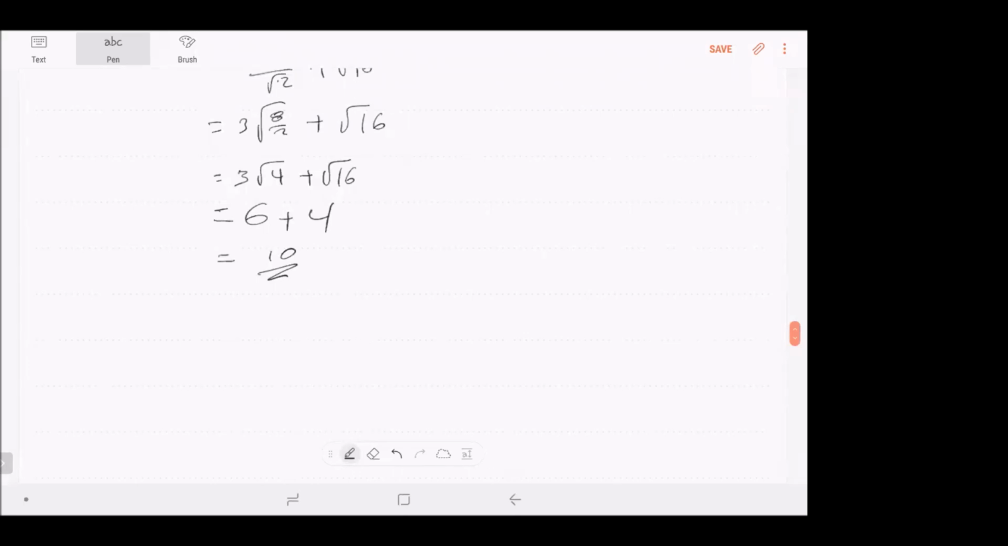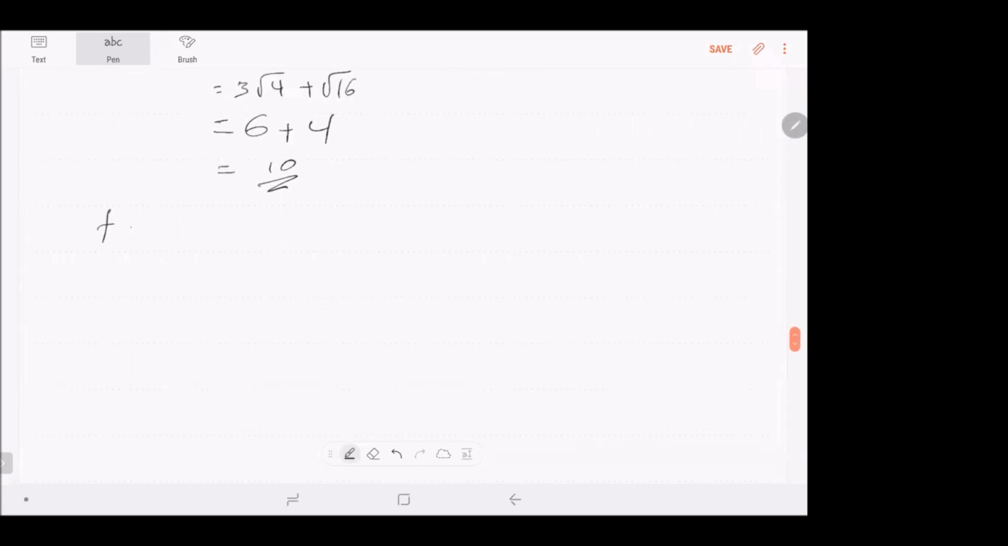Mister, how did you get 6? The square root of 4 is 2. Is that not? Yes. So 2 times 3, there is a coefficient 3 here. 2 times 3, it will be what? 6. Yes? Do you get the point? Yes. Okay.